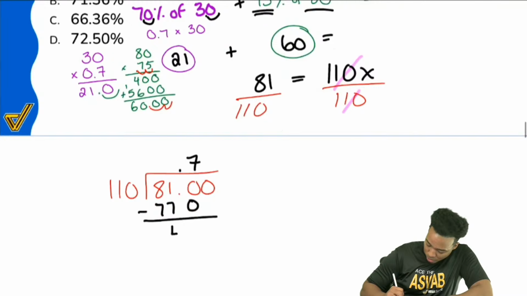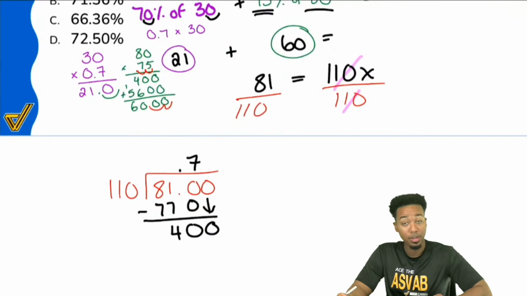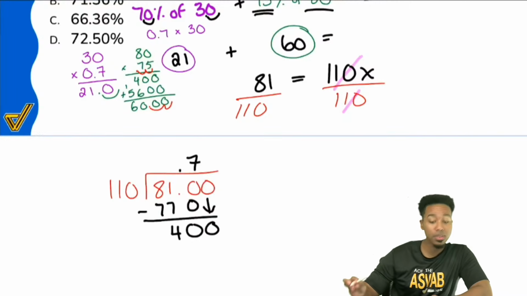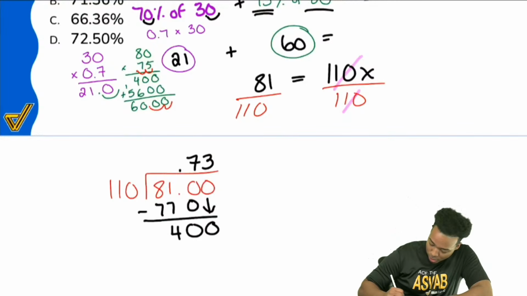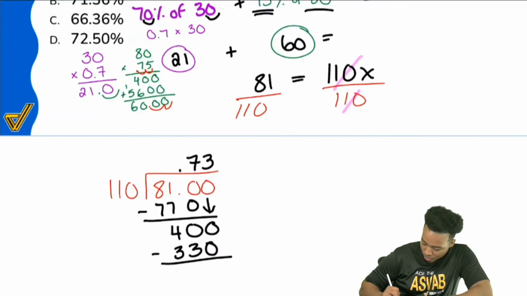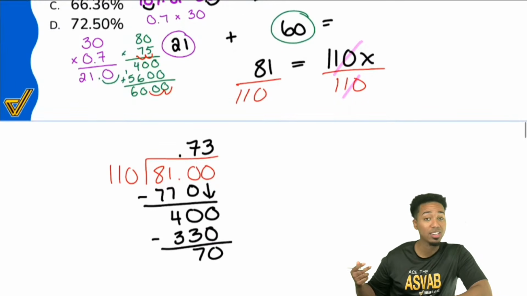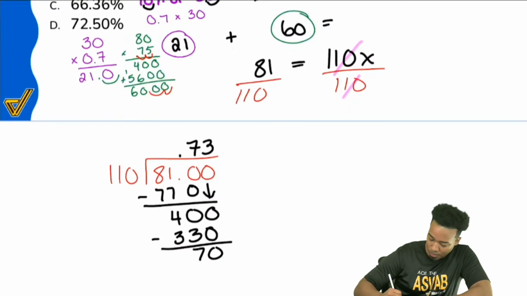You're going to get a remainder of right here 40. Drop that 0. 400. How many times does 110 go into 400? Right, it's going to be 3 for 330. So at this point, I'm just going to stop right here because it looks like we might be going in a loop forever in terms of having more and more numbers to divide. So I'll stop at 0.73 or just about 73%.